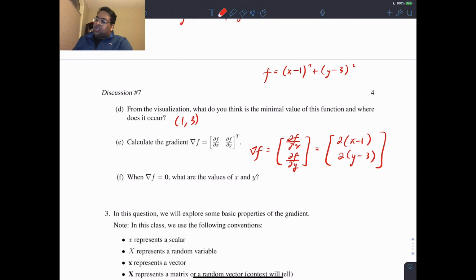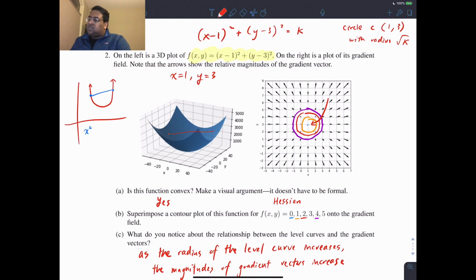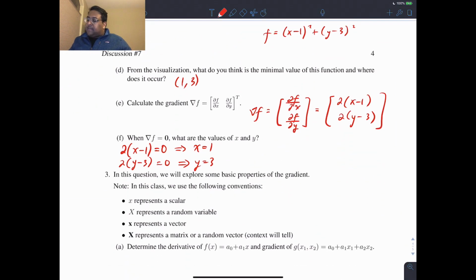Now when the gradient is equal to 0, meaning all the elements are set to 0, what are the values of x and y? That would require 2(x - 1) to be 0, which occurs only when x is 1. It would also require 2(y - 3) to be 0, which only occurs when y is equal to 3. Since the function is convex, the minimum value is where the gradient is 0, which is at (1, 3) in this case. So this question walks through the relationships between contour plots, gradient vectors, and gradients of a function. The main idea is that you take the gradient, set it equal to 0, and solve to find the minimum value of a function, which you can do when the function is convex.